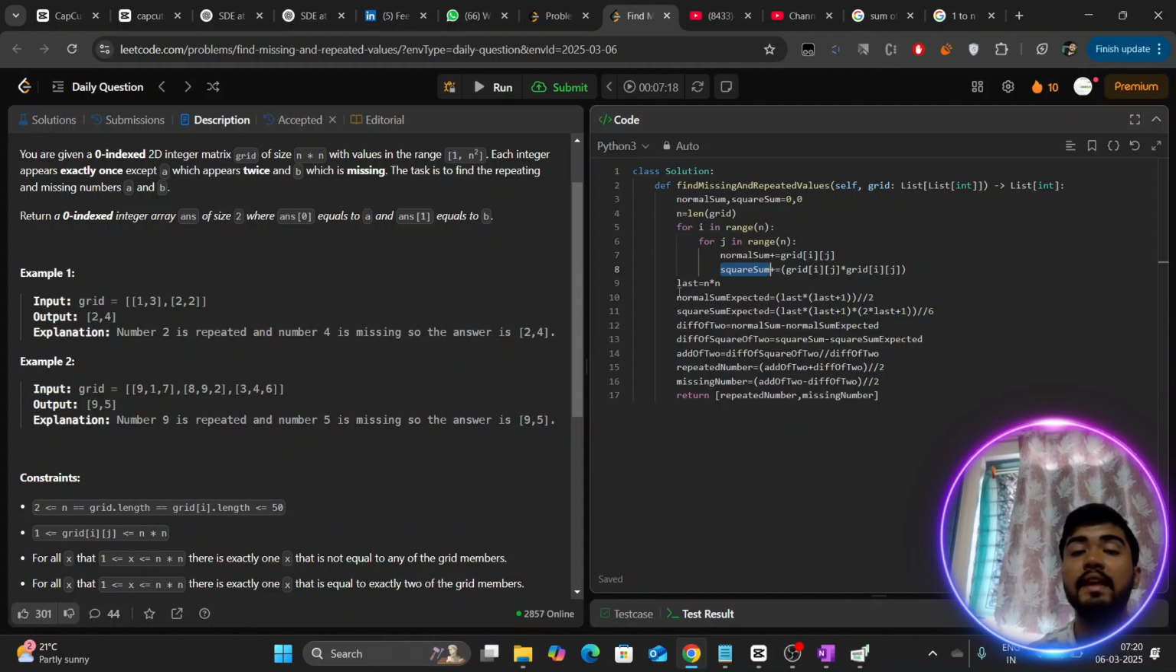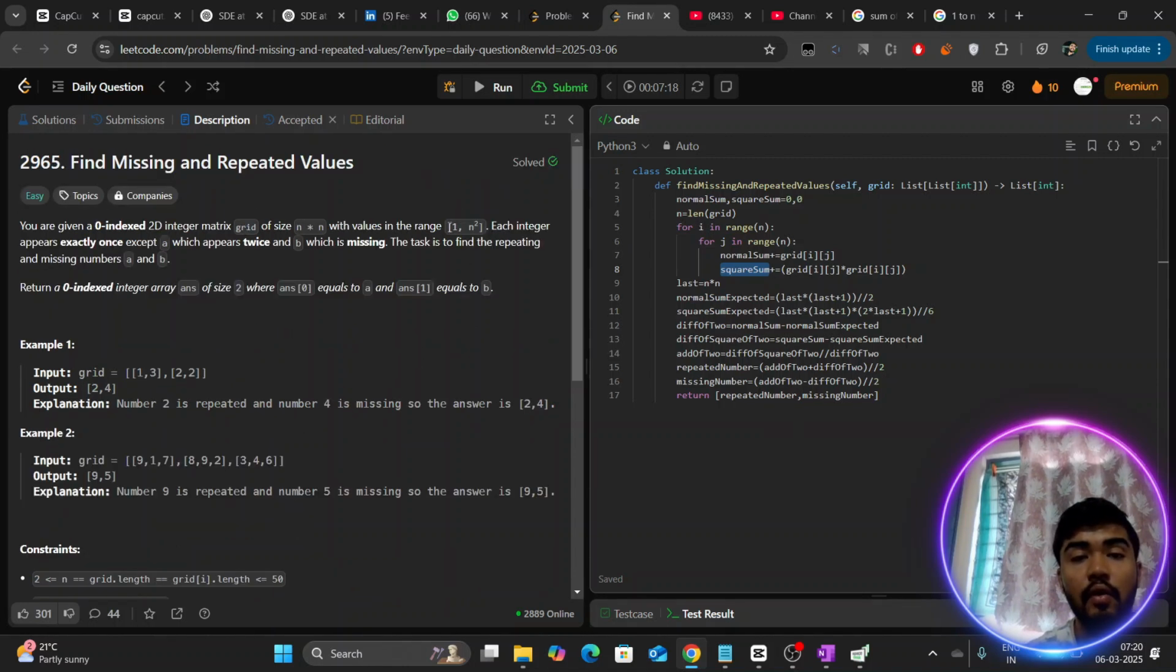And now our last element is what? Our last element is n cross n, because our formula is going to work on the last element of this sequence. The sequence should be in the range of 1 to n square. So what is the last element for our case? If we have that n, the last element should be n cross n. So that's the reason I have put the last element to be n cross n.